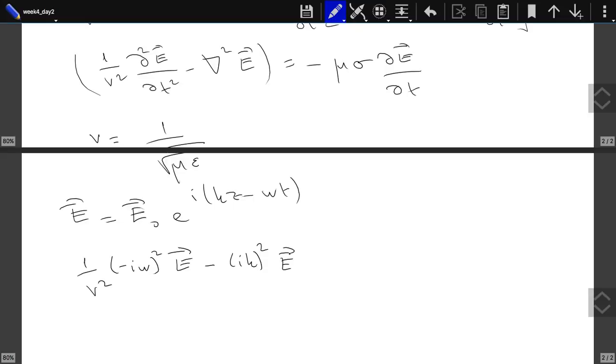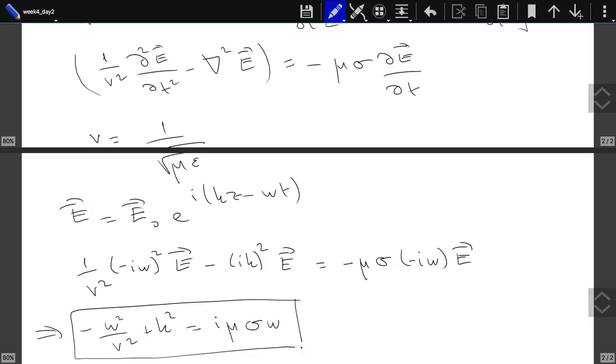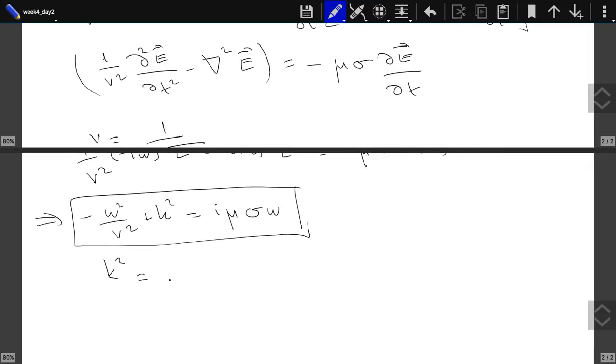And then I have the right-hand side. It should be equal to minus mu sigma. Each time derivative brings minus i omega times E. Now this E over here is zero times this exponential. I'm looking for a solution for which the electric field is non-zero. So this basically tells me that minus omega squared over V squared plus K squared should be equal to i mu sigma omega, or K squared should be equal to omega squared over V squared plus i mu sigma omega.